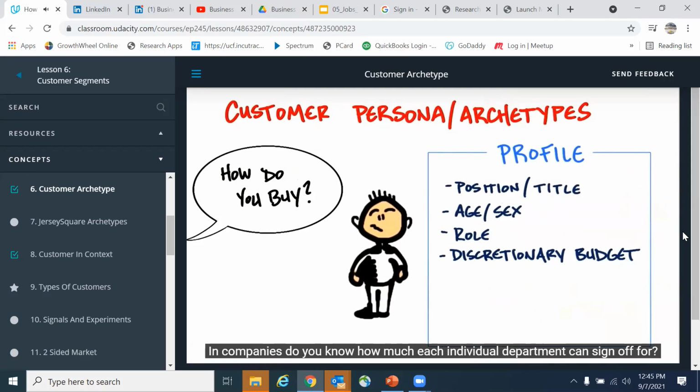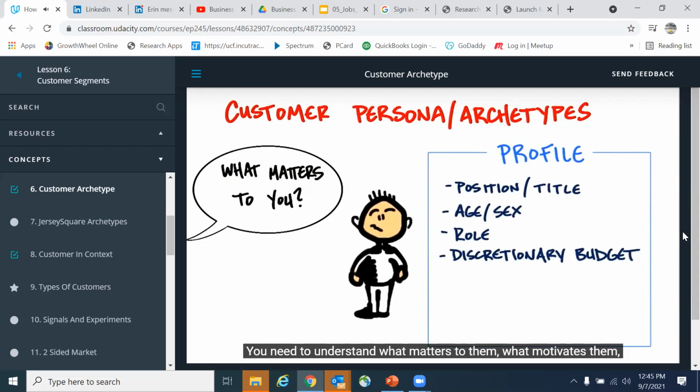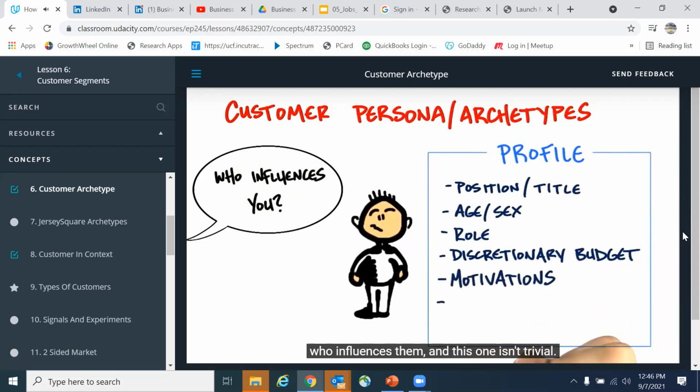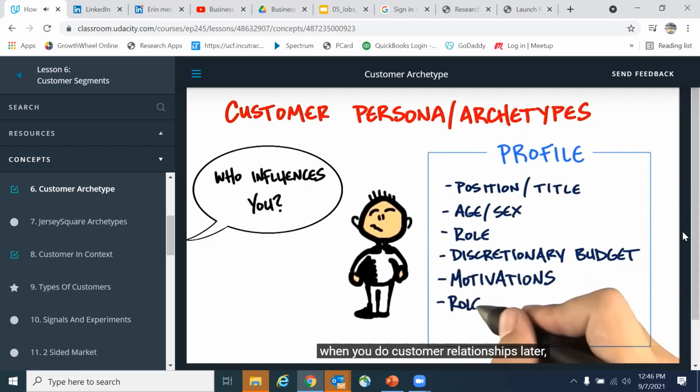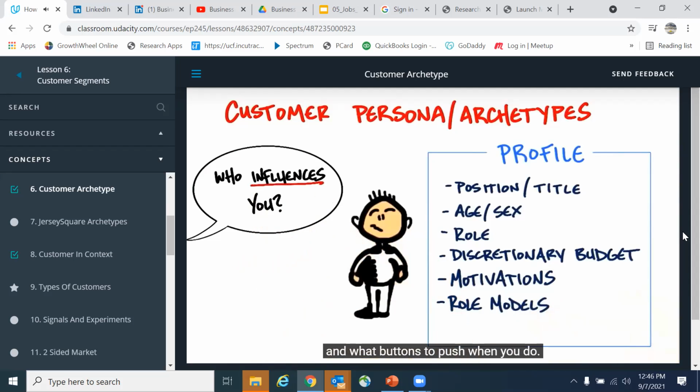In companies, do you know how much each individual department can sign up for? That is, if you've priced your product $1 too high, sometimes it requires the next level of management to sign off. Same at home. If you're trying to sell to kids, do you know what their allowances are, where they get their money and how often they get it? And if you're selling to consumers who are parents, what's their weekly spend on discretionary items? You need to understand what matters to them, what motivates them, who influences them. And this one isn't trivial. The influences, you're going to go back to this when you do customer relationships later. And it'd be great if you actually knew how to reach these people and what buttons to push when you do.